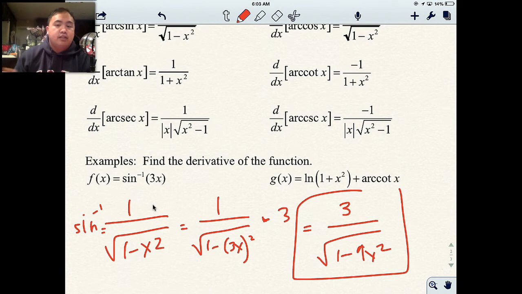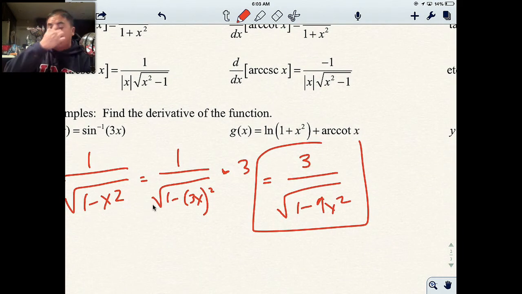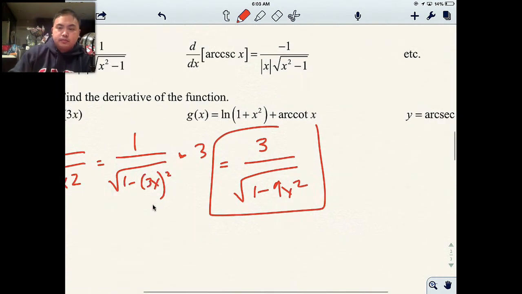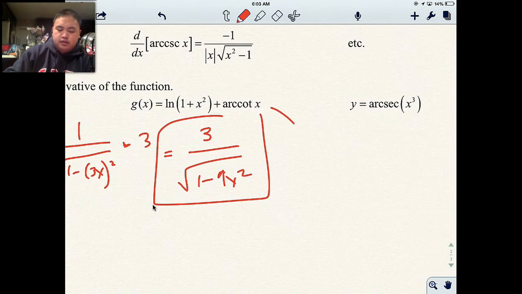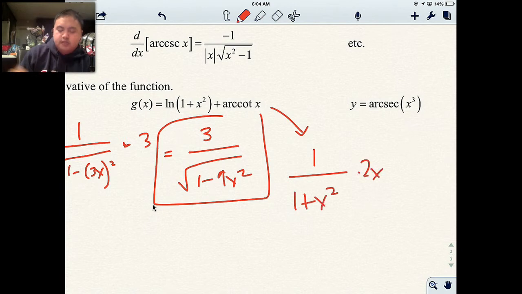The process is actually very, very simple compared to things that we've done in the past. Since I'm running out of space, I'll continue over here. Okay, ln of 1 plus x squared plus arc cotangent x. So the first one is very simple, ln. We did that last chapter. 1 over 1 plus x squared times 2x. Right? Because the derivative of ln is 1 over x, and then I multiply by the derivative inside. Let me just put that in a bracket for now.